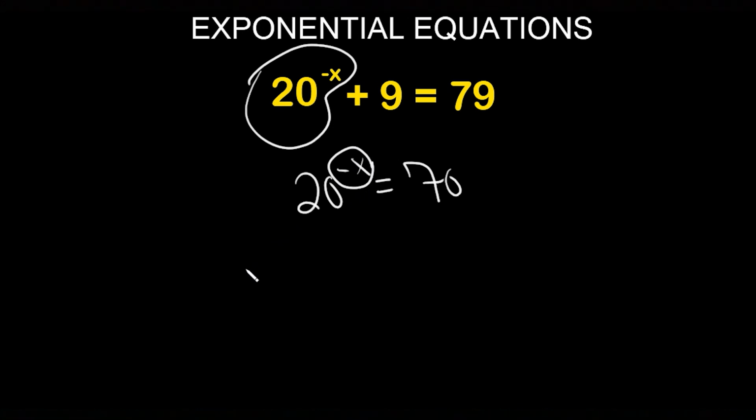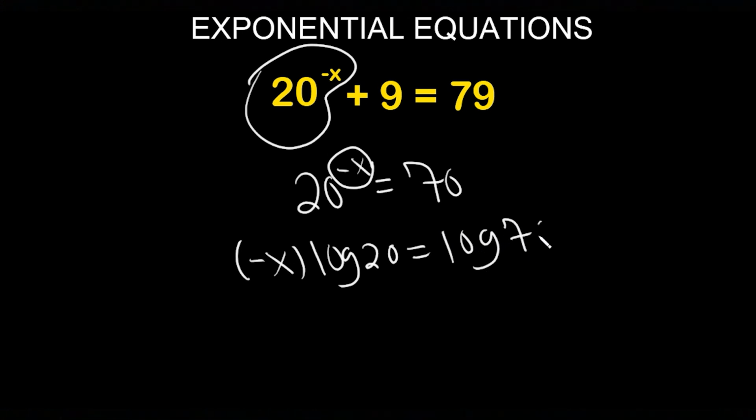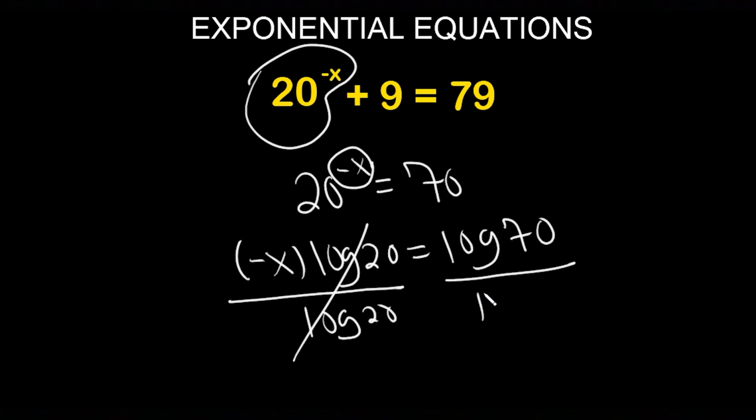So doing that, I bring down the negative x, and then I'll have log of 20. Remember, I have to balance it out. So on this side here, I'm going to have log of 70. A couple more steps, and then you're done. You're going to divide both sides by log 20. This will cancel, and we'll write it like that. Now again, you could plug this into your calculator, you could get the decimal value, but I'm going to leave it as log 70 over log 20. That way I'm maintaining accuracy, and I'm not rounding.